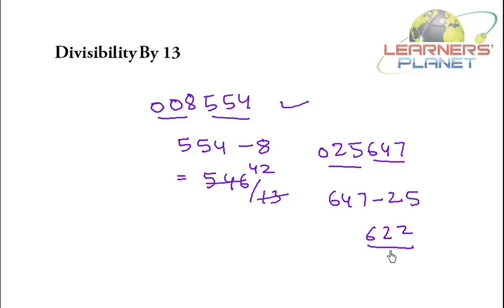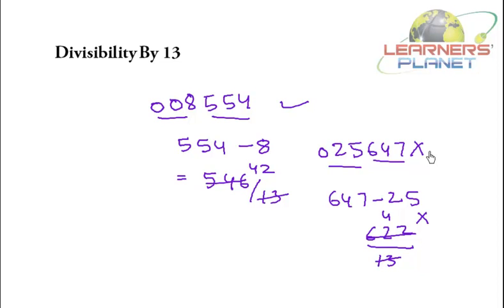Now let's divide 622 by 13. 13 4s are 52. We are left with 10, 102, which is not divisible by 13. Hence 622 is not divisible by 13. This complete number will not be divisible by 13. Similarly, you can take more examples and practice as well.